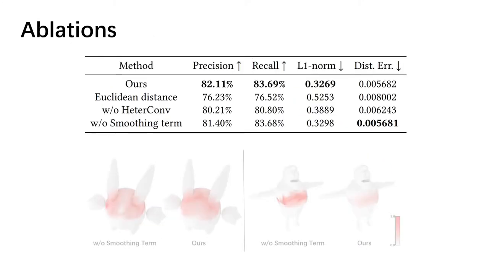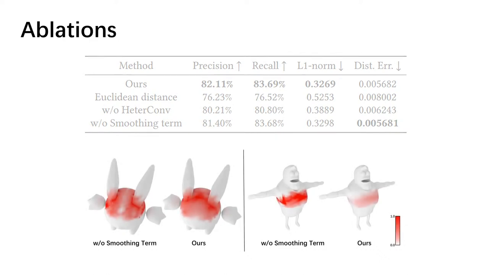We do ablation studies to justify the importance of each part in our network. The quantitative result is listed on the top. And we also visualize the result without the smoothing term in the loss on the bottom. The smoothing term surely improves the smoothness of the skin weights.